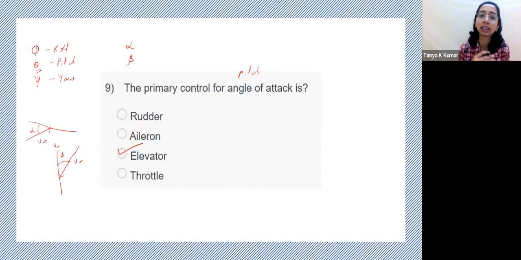So you must remember that the angles that you can control are phi, theta, psi: roll, pitch, and yaw. The angles that are by virtue of your free stream velocity are alpha and beta, and we cannot control them. By definition, they are defined by the free stream velocity. You can't change the direction of free stream velocity. What we can change is the orientation of our aircraft, which is defined by phi, theta, and psi.